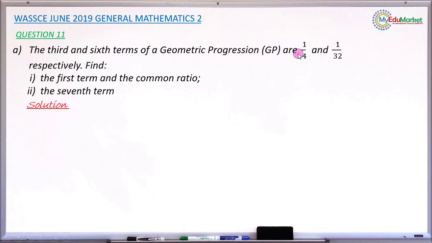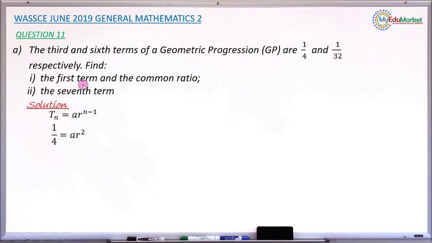So term number 3 is given as 1/4, and term number 6 is given as 1/32. The formula to find the term at any position in the GP, remember, is Tn equals ar raised to the power of n minus 1. To find the third term, I'll replace n by 3. That gives r raised to the power of 3 minus 1, which is r squared. Substituting Tn by 1/4, you have 1/4 equals ar raised to the power of 2.